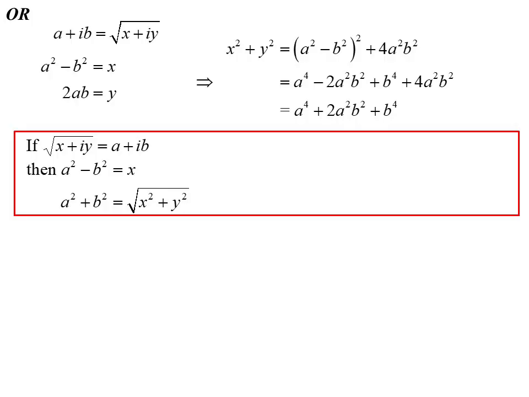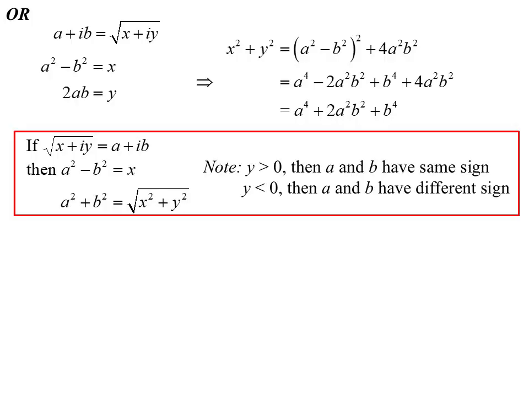How do we tell about the signs? What you do is you look at the imaginary part of what you're finding the square root of. If the imaginary part is positive, then a and b must have had the same sign. So remember, 2ab is equal to the imaginary part. If that's a positive number, they both are either negative or they both are positive. But if y is less than 0, they must have had a different sign. Again, if 2ab is a negative number, one of them's got to be negative, one of them's got to be positive. That's how we can tell.